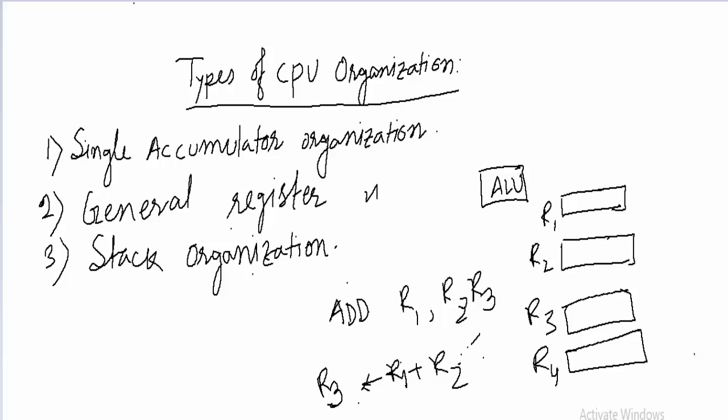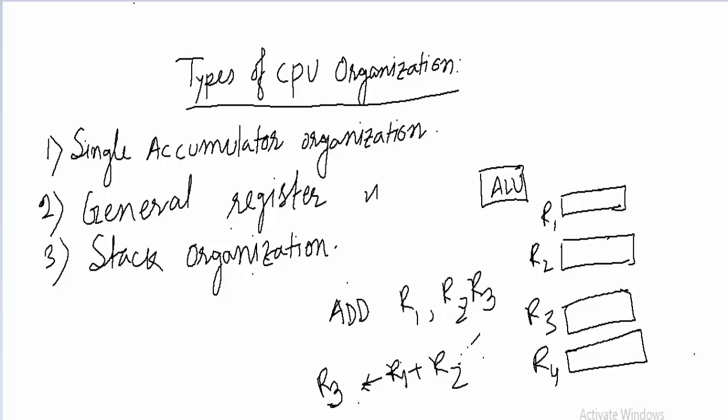And when you are fetching the instruction, then your bus size is also going to be very big. So the general register organization of the CPU will be very costly, but the advantage is that it will be very fast because we have a lot of registers. Most general purpose computers follow this organization. That means most general purpose computers have many registers in them.